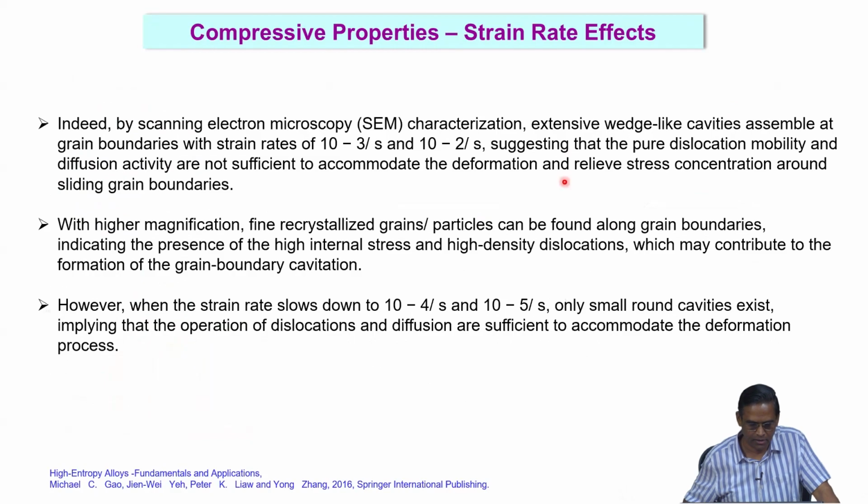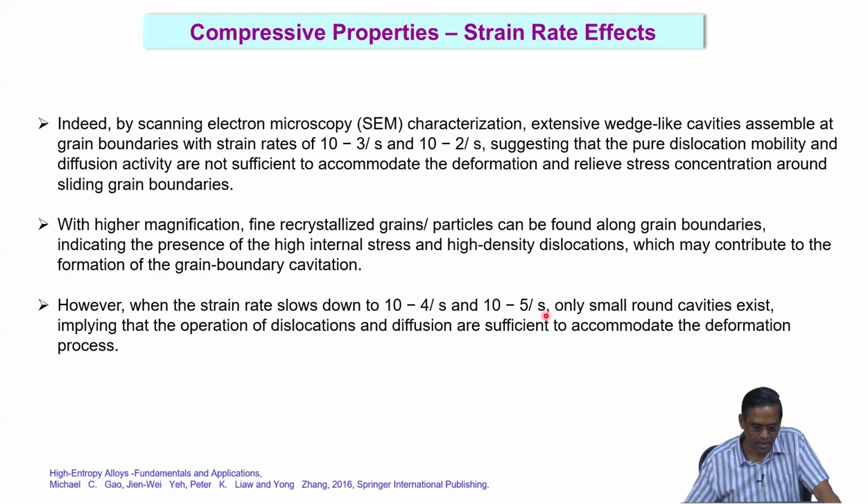So, very interesting properties. The scanning electron microscopy characterization shows extensive wedge-like cavities assembled at grain boundaries at strain rates of 10 to the power minus 3 and minus 2, which is pretty high, suggesting that pure dislocation mobility and diffusion activity are not sufficient to accommodate the deformation and relieve the stress concentration around the sliding grain boundaries. Okay. With the high magnification, the fine recrystallized grains and particles can be found along the grain boundaries, indicating the presence of high internal stress and high density dislocations, which may contribute to the formation of high grain boundary cavitation.